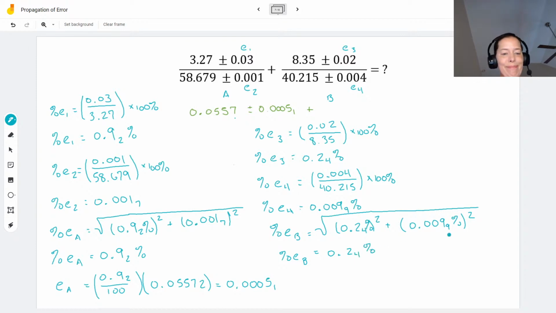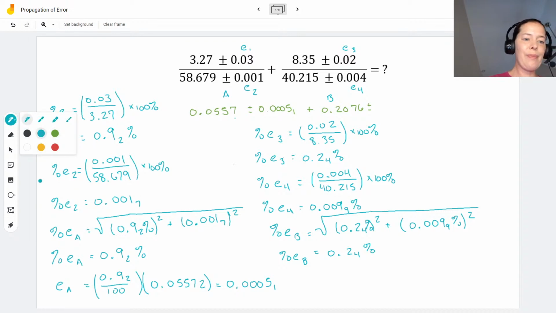0.24%. All right, so that's great. That is our error in term B, but now we have to take that percent relative uncertainty and turn it into an absolute uncertainty. And before I do that, let me go ahead and just get a number for this. 8.35 divided by 40.215. And again, I'm just going to put in multiple decimal places, and we'll go plus or minus whatever we get here.